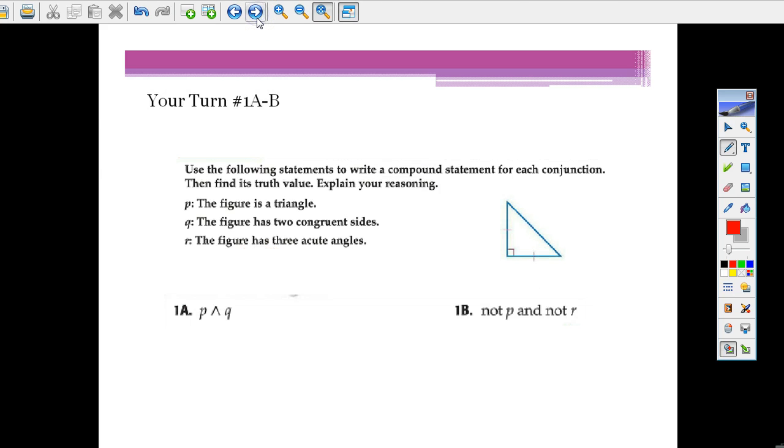Okay, here's your turn, numbers 1A and 1B. Same thing for this one. It's the same figure, that and that side are congruent. Tell me if this statement is true or not, and then give me your reasoning. Go ahead, do those two problems and come back when you're done.